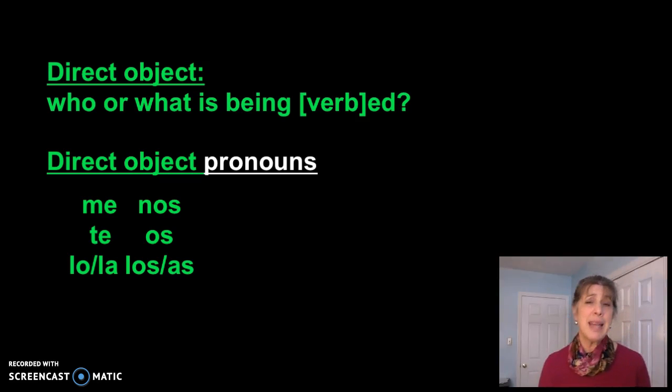So if I'm throwing a tennis ball, it would be la pelota. I would choose la for I threw it. If I'm throwing a soccer ball to a goalie, I would say I threw it. But in Spanish, it's going to be a different word. We're going to use lo for it there because it's el balón.